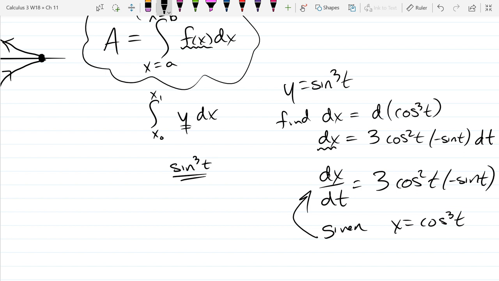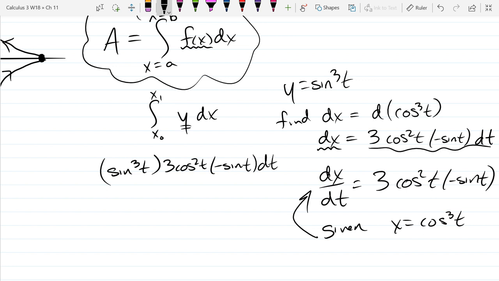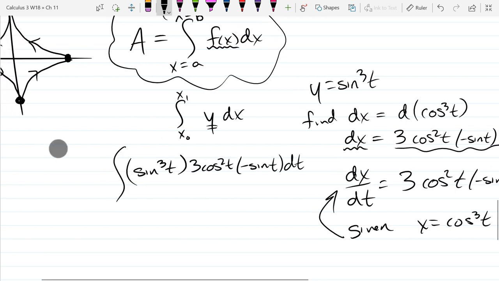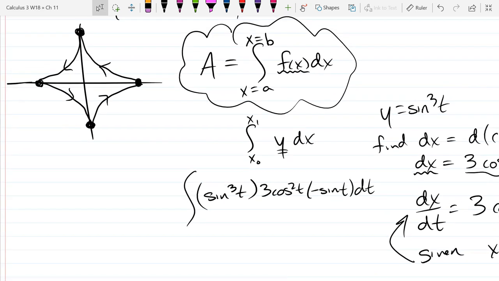All right, this dx, I'm going to make that substitution in here. Of course, I need way more space now, so I'll slide this over. So we got sine cubed t times 3 cos squared t times negative sine t dt. So what type of values do you think I need for my beginning and ending limits on my integral? t. It's pretty clear I need t values. So we're going to change these to t's.